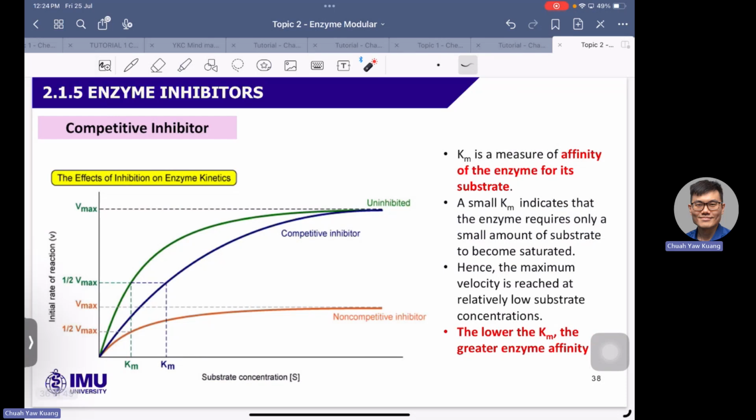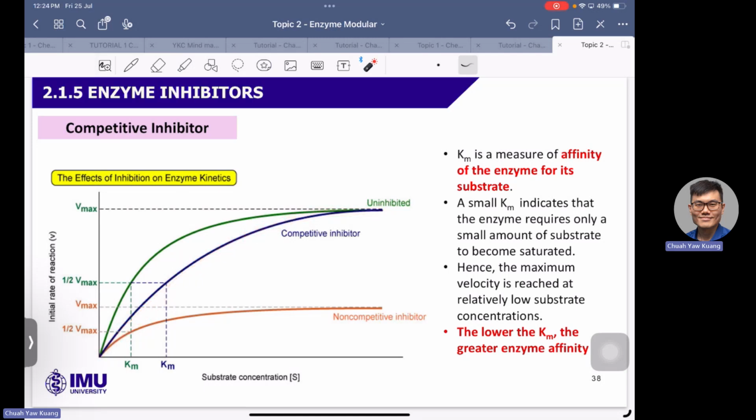So now we look at the graph. To interpret the graph, this is a combined graph. But as for now, we look at the green line, which is uninhibited, and also the blue line, which is adding the competitive inhibitor. This is the reaction without any inhibitor. This is the reaction with the competitive inhibitor.